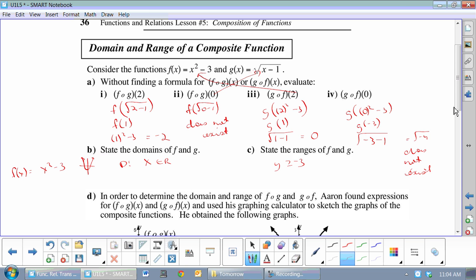Now the next one, g of x, is the square root of x minus 1. Again, I'm not going to draw the graph for you, but I want you to first look at how you figure out the domain. What x's are allowed? All of them?